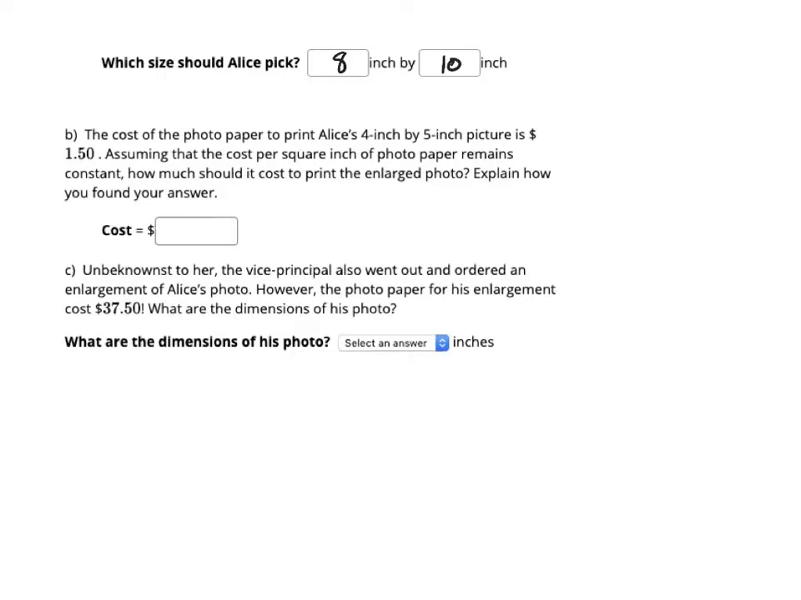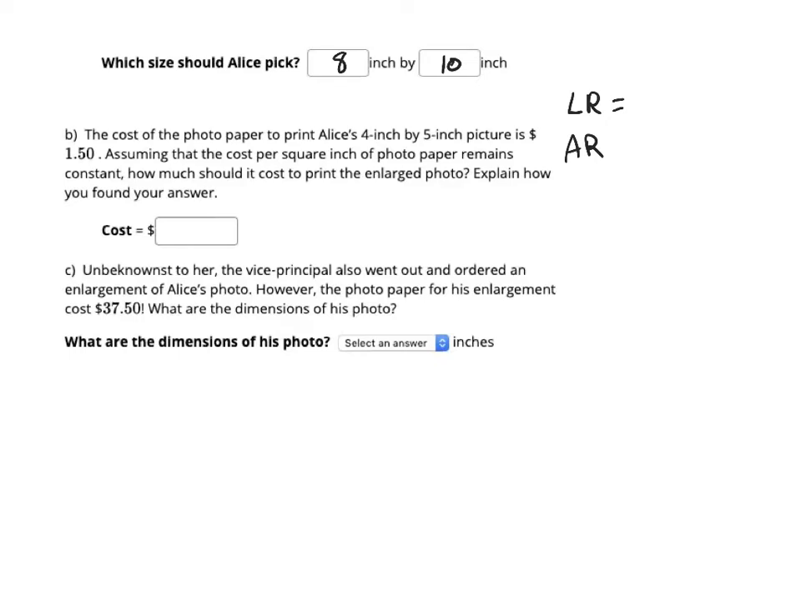So the cost of the photo paper to print Alice's 4 by 5-inch picture is $1.50. Assuming that the cost per square inch of photo paper remains constant, how much should it cost to print the enlarged photo? And then explain how you got your answer. Well, this is going to go back to the idea that we have a linear ratio and an area ratio. The price is based on the area ratio.